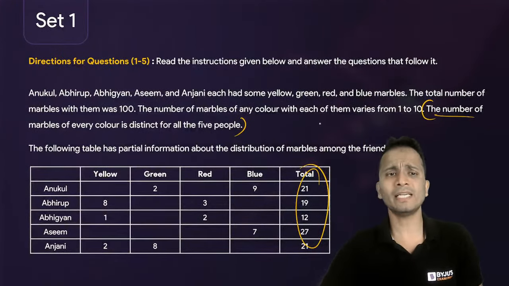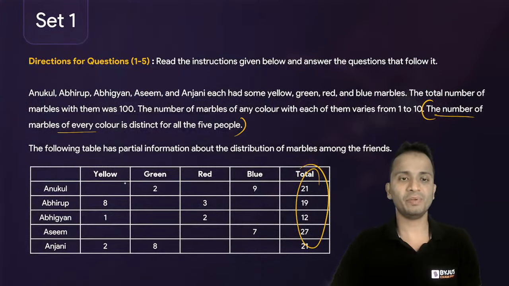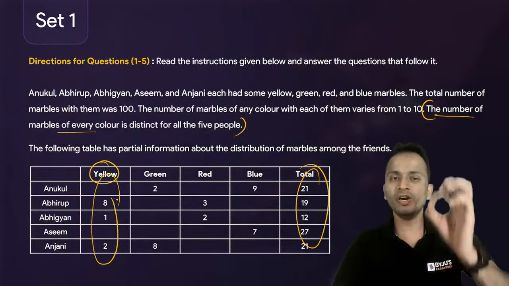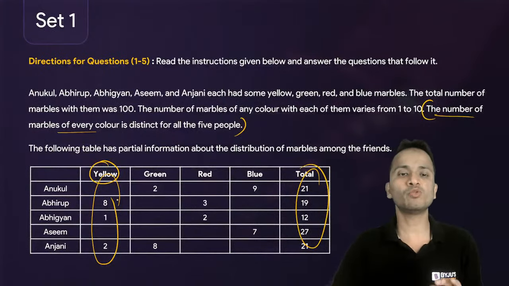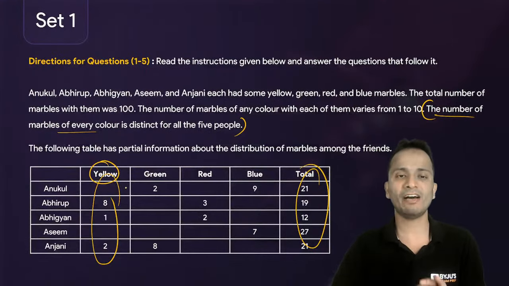Now I was saying that this line is important. The number of marbles of every color is distinct for all the five people. So for yellow, the number of marbles will be distinct. So vertically the numbers will be distinct. Horizontally they can be the same, right? This is what they have mentioned.